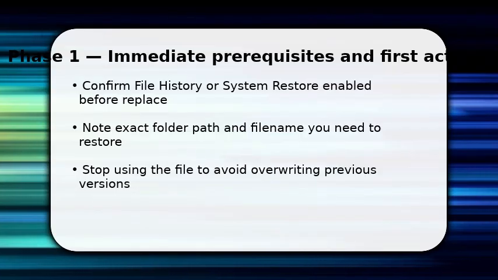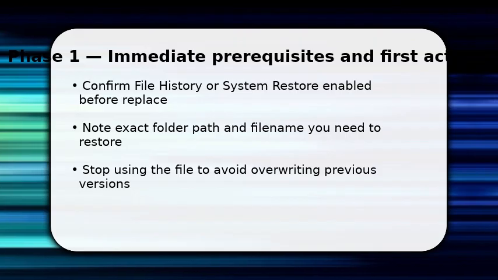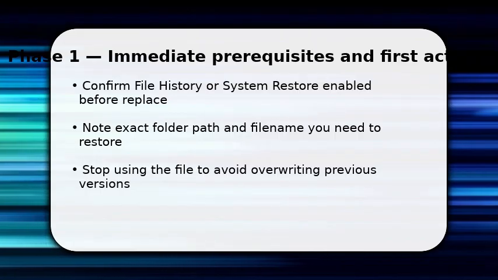You begin by confirming Windows has a prior copy. Open Settings, search File History, and make sure it was enabled. If not, stop, there's no rollback. Once enabled, navigate to the folder containing the replaced file and note the exact file name and path.